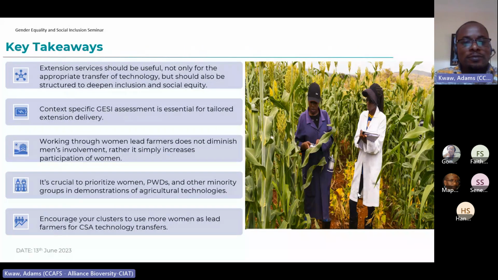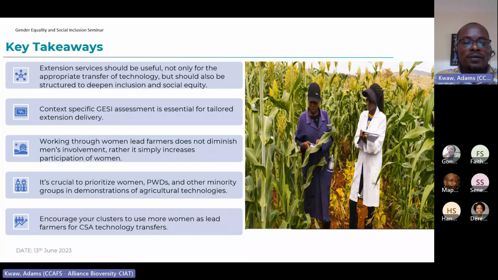Now, what important lessons do we want you to take away from this particular experience we had in Kenya? First, we want you to note that extension services should not always be used as a means of transferring farm technology, but should be purposed to deepen inclusion and social equity.